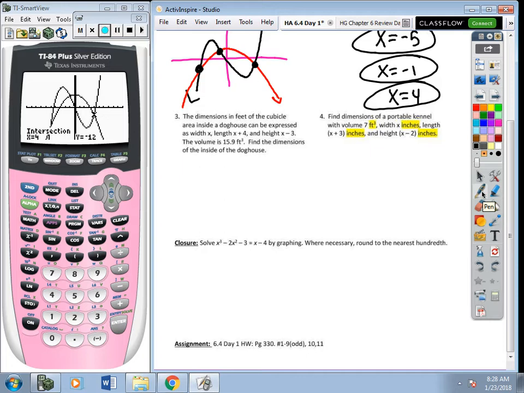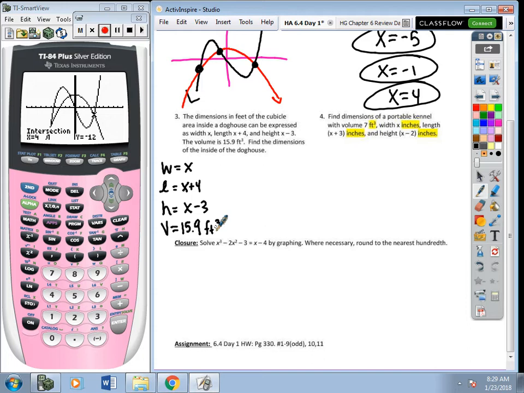So, all of them are pretty much volume related though, length times width times height. So the volume in feet of a cubicle area inside a doghouse can be expressed with the width as x, the length, x plus 4, and the height, x minus 3. So normally that's all we've been given, or we're asked to find it. They also tell us what the volume is. In any of the other problems, they just told us the function for volume. This time they're actually telling you that the volume is 15.9 cubic feet.